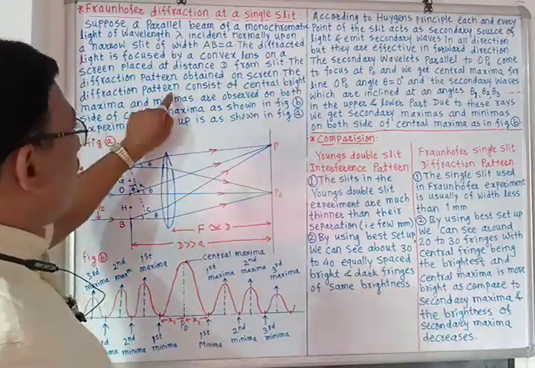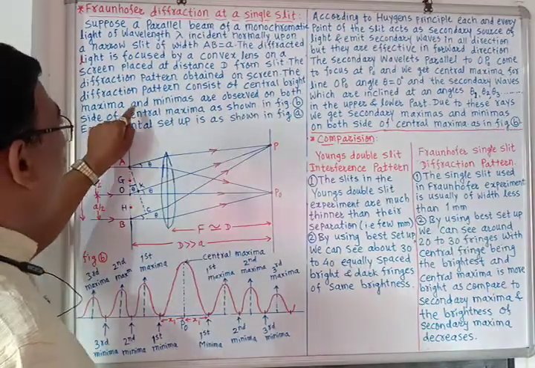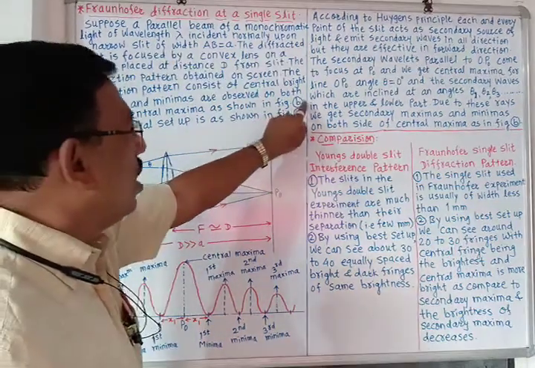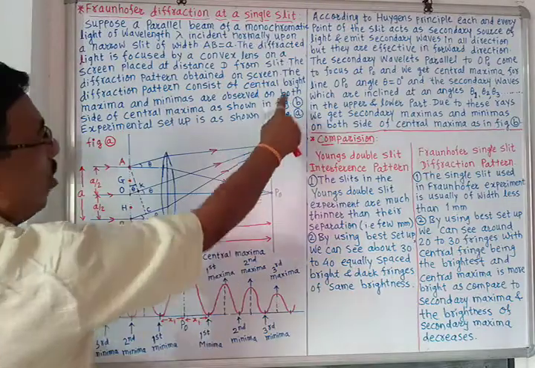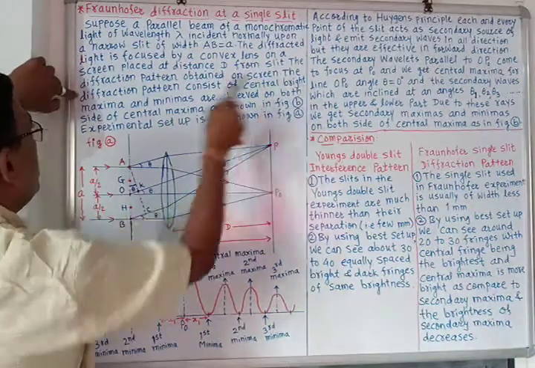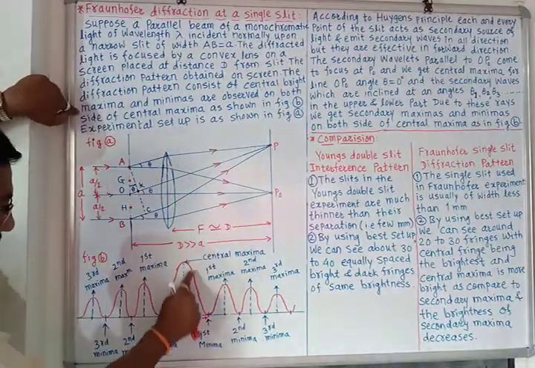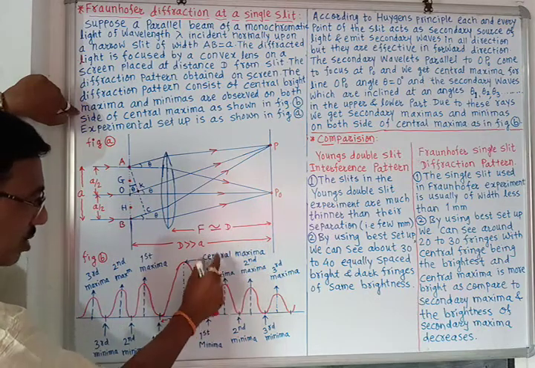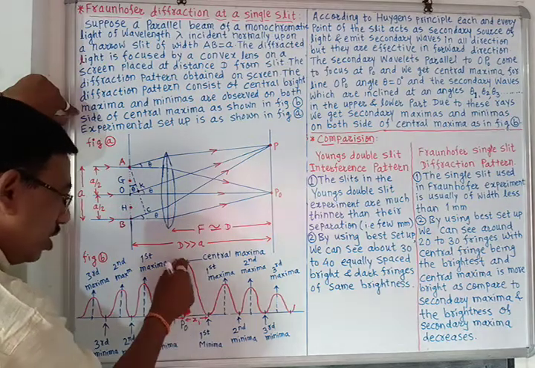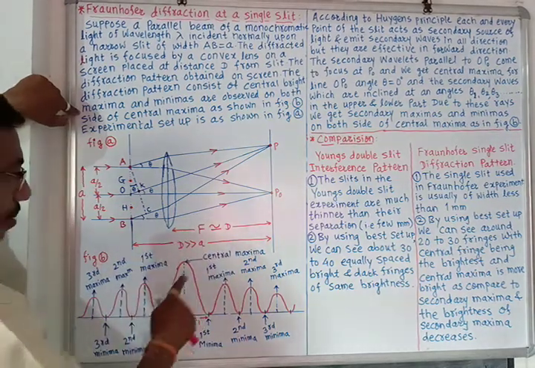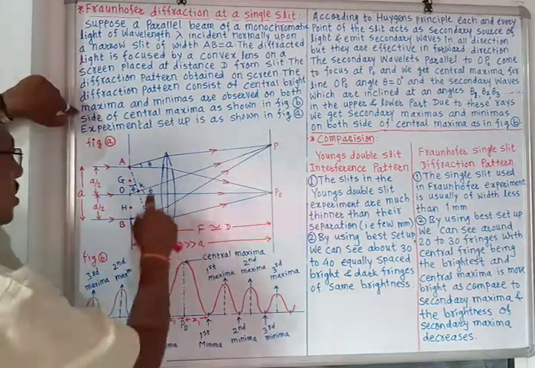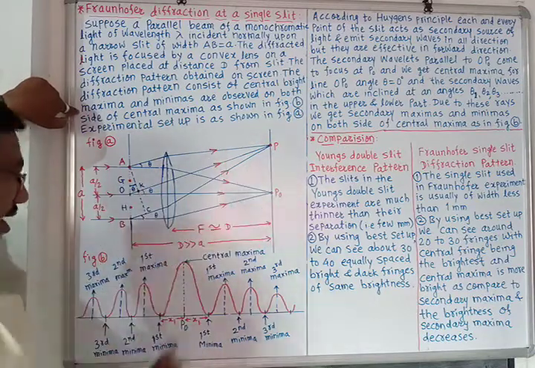On the screen, the diffraction pattern consists of central bright maxima, and minima are observed on both sides of the central maxima as shown in figure B. So what is the meaning of this sentence? Listen. The diffraction pattern consists of central bright maxima. This one is the central bright maxima, from this point to this point. This is the diffraction pattern obtained on the screen by using the lens, slit and screen.